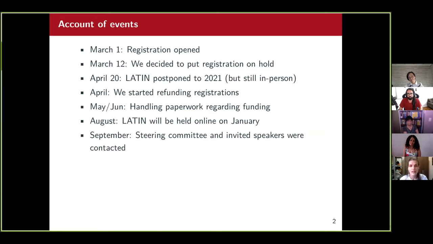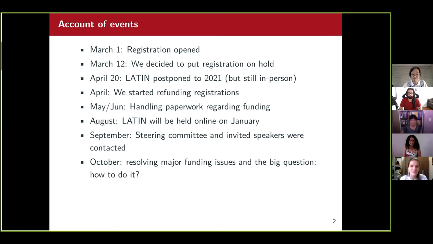But of course, we still had to talk with everybody in the steering committee and also with all the invited speakers to check with them if this new date would be okay. And I'd like to thank all the invited speakers. All of them were available to still give their talk. So I thank them very much for that.